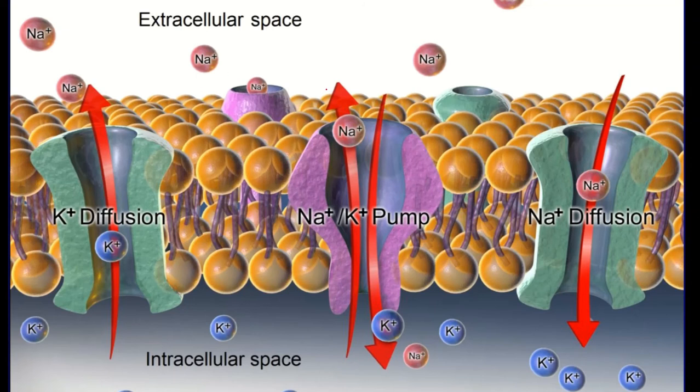So this is a cell membrane, and this is the extracellular space, and this is the intracellular space. Here you see the sodium and the potassium, the potassium diffusion, the sodium potassium pump, and the sodium diffusion. So that means the sodium potassium pump. How does it work? Sodium goes out and potassium goes in. How does this work?